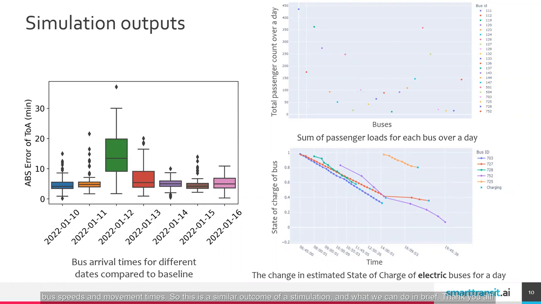So this is the outcome of a simulation and what we can do in brief.